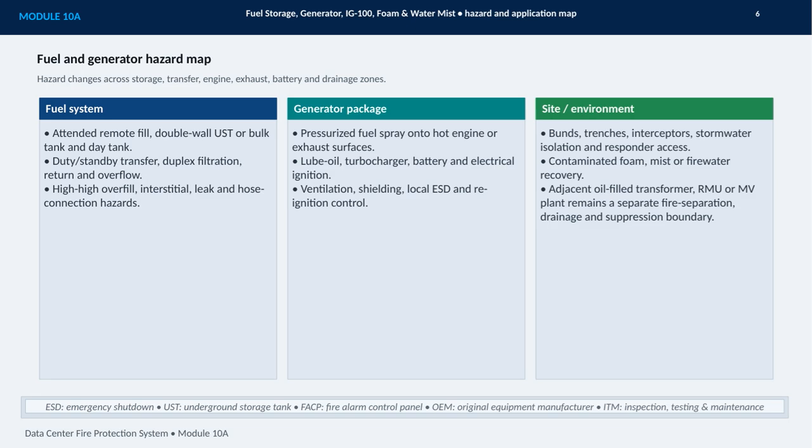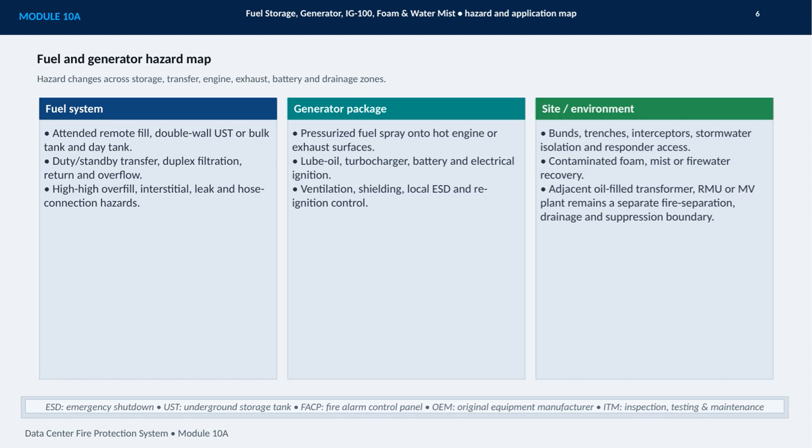At the generator package, the most serious scenario is pressurized fuel spraying onto hot engine or exhaust surfaces. Other ignition sources include lube oil, turbochargers, batteries, and electrical equipment. That is why ventilation, physical shielding, local emergency shutdown, and controls against reignition are important.